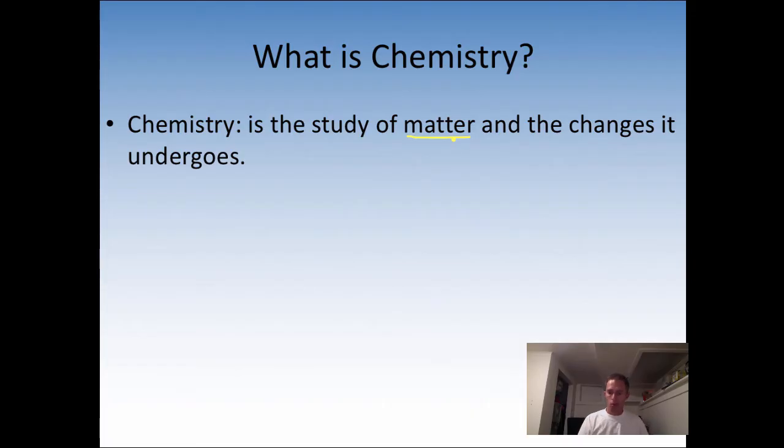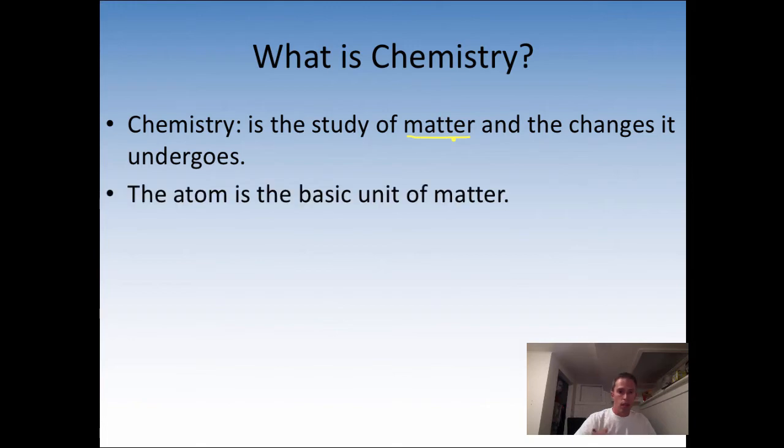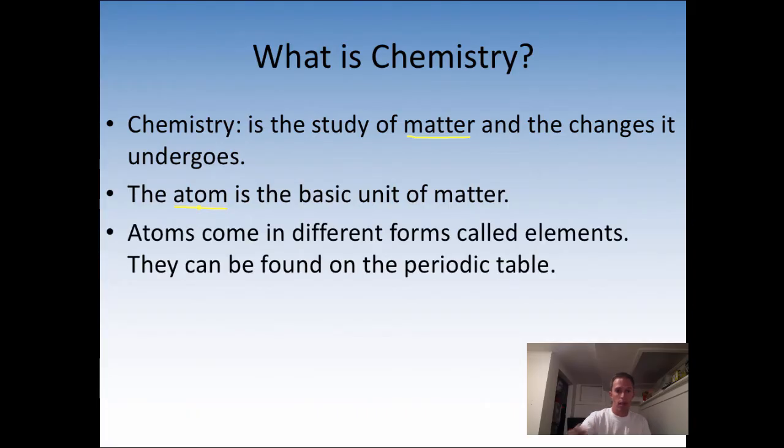And so we're really going to focus on what matter is in this first couple of chapters of chemistry. And also later on in chemistry, we'll talk about the changes that matter can undergo. All right, the atom is the basic unit of matter. We're going to spend a ton of time talking about the atom. But it is the smallest or the basic unit of matter. All matter is built up of atoms just combined together.